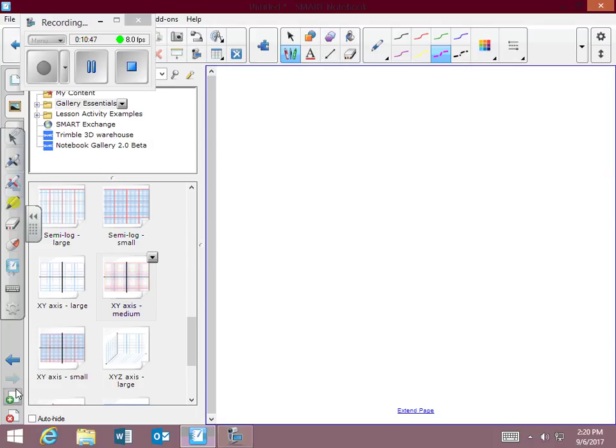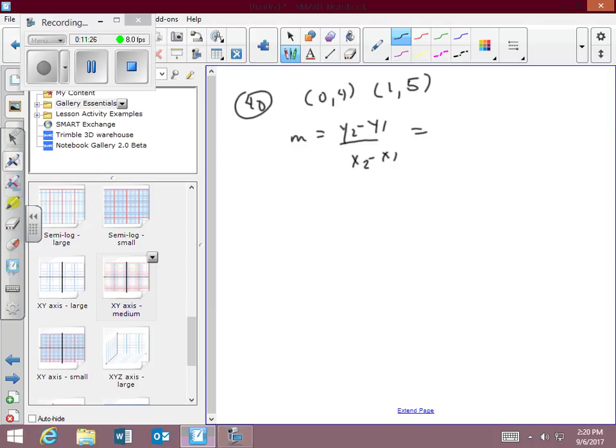40. You're given 2 points, and it says find the equation of the line containing the 2 points. Now you see we do not have the slope. So what do we have to do first? Yep, calculate the slope, right? He gave us the formula, y2 minus y1 over x2 minus x1, and then we plug our values in.